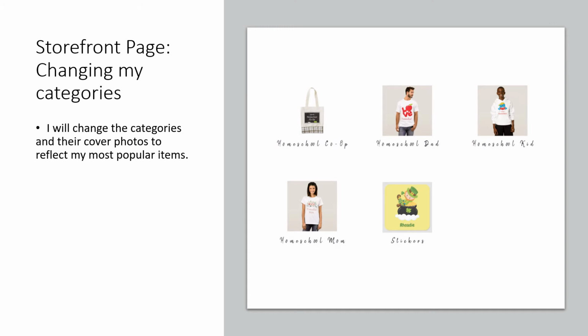Another strategy is changing my categories. I would change the categories and their cover photos to reflect my most popular items. My old categories, because this is a homeschool themed store, were things like homeschool co-op, homeschool dad, homeschool kid, homeschool mom, stickers, because that's what I thought would draw customers in. However, that strategy isn't working well at the moment, so I'm going to change it to different categories that are popular on Zazzle.